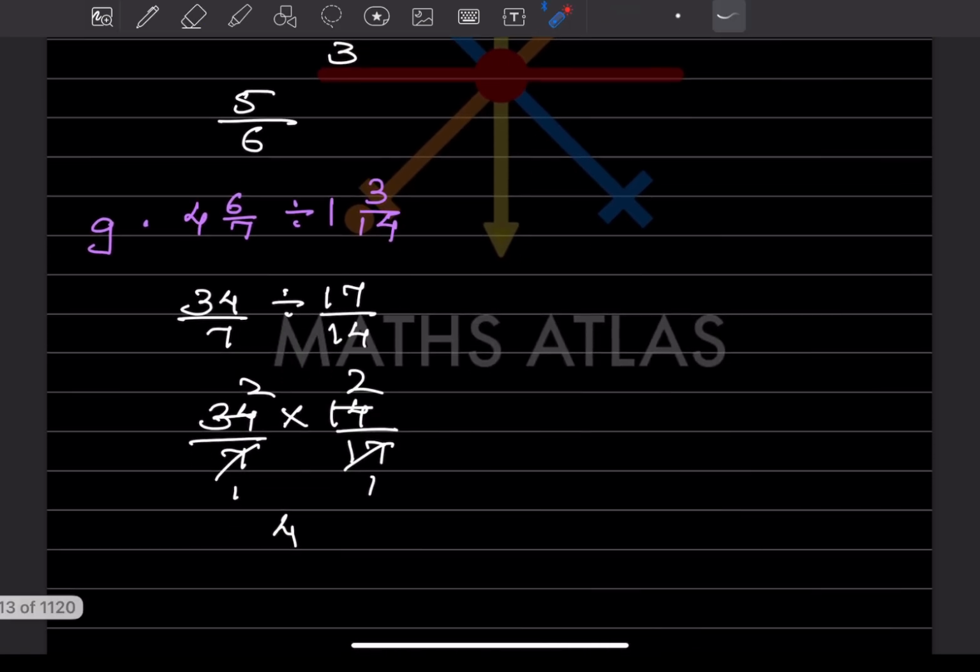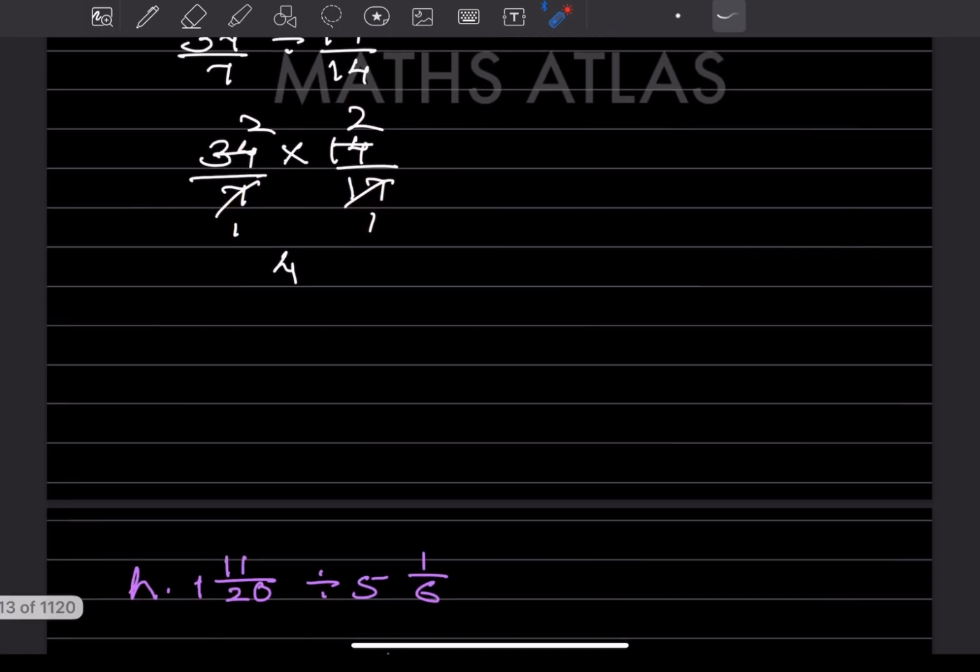So now we will see here. This will be 28. 28 plus 6, 34 by 7. Divided by, this is going to be 14 plus 3, 17 by 14. So this is the same. This is multiplication. So this is going to get flip over. That will be 14 by 17. So 7 ones are 7 twos are. 17 ones are 17 twos are. Which is going to be 4.